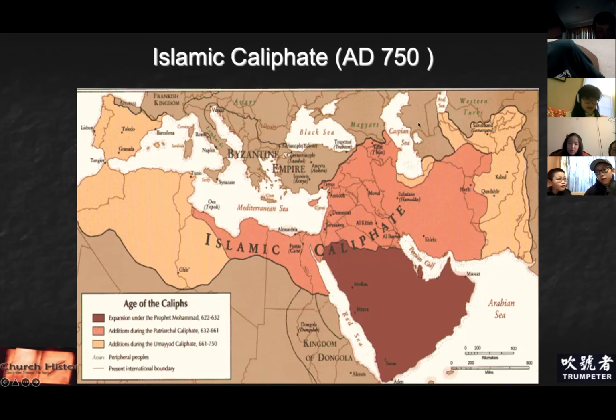But look at this. 622, right? That's the beginning year of Islam. By 750, wow, that's how much they conquered. Isn't it amazing? And where are those places? Who did they belong to? All this land originally was under whose control?